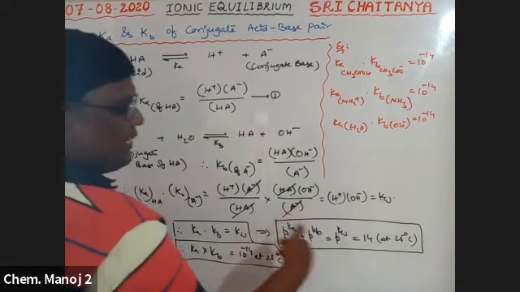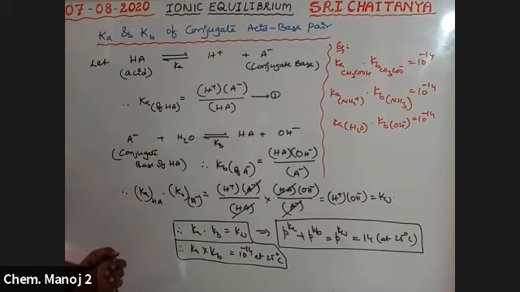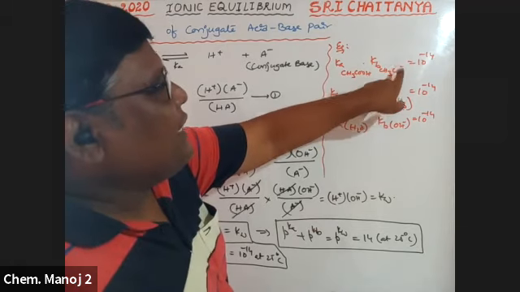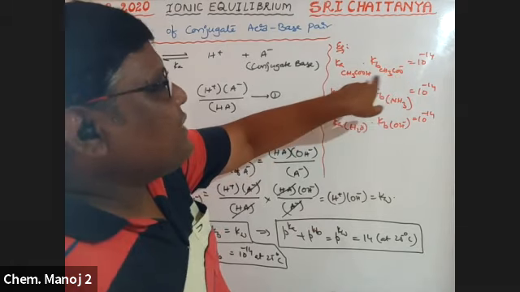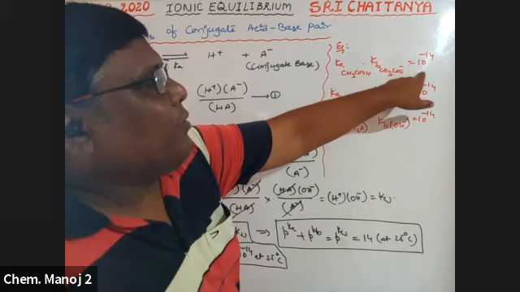These formulas are applicable at any temperature. Let us take an example. CH3COOH is a weak acid and CH3COO minus is its conjugate base. Therefore, Ka of the acid into Kb of its conjugate base is equal to 10 power minus 14.